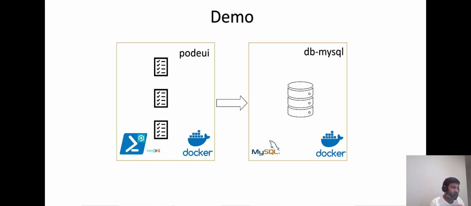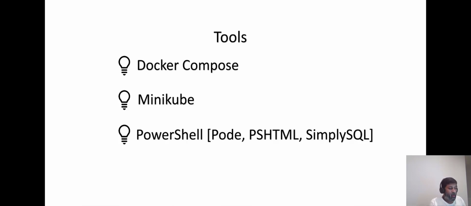For this, I have a couple of tools installed on my local machine: Docker Compose and Minikube. As I said, it's built using PowerShell, so I have PowerShell by default on my machine. But I have installed Pode, PSHTML, and SimplySQL. And of course, I need MySQL. I do have it on my local machine, but I have used it in a Docker container.